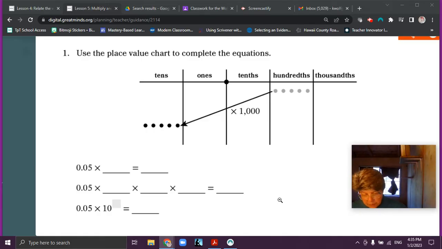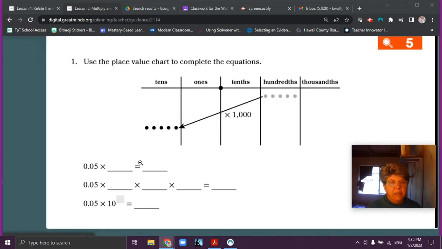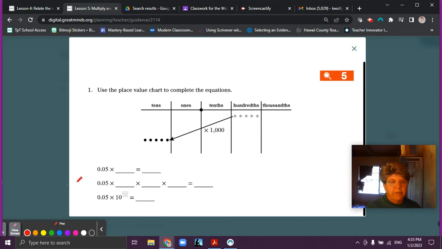It says use the place value chart to complete the equations. And I see 5 hundredths times 1,000. So we're looking at 5 hundredths times 1,000. Oh, I could write 10 to the third power, right? That's probably what's supposed to be down here. I was just trying to shortcut the amount of writing I needed to do.